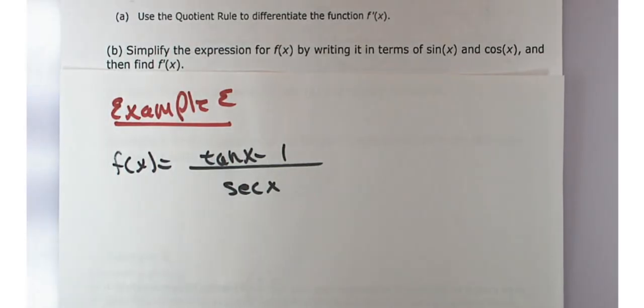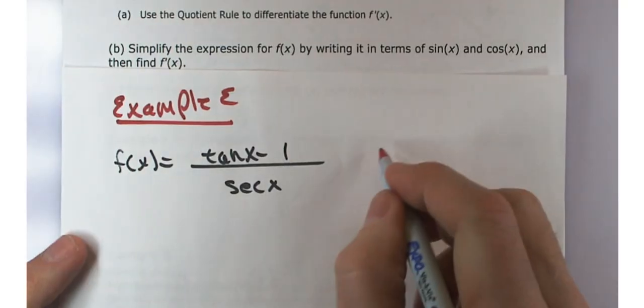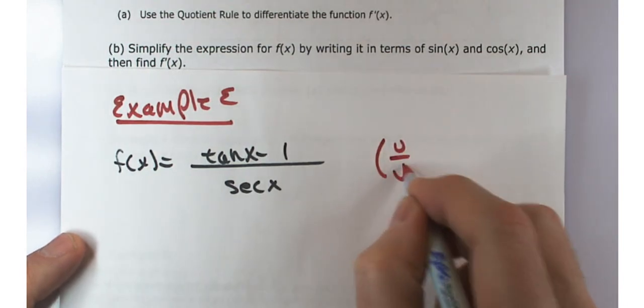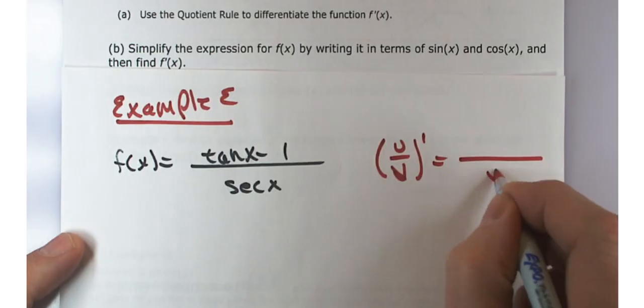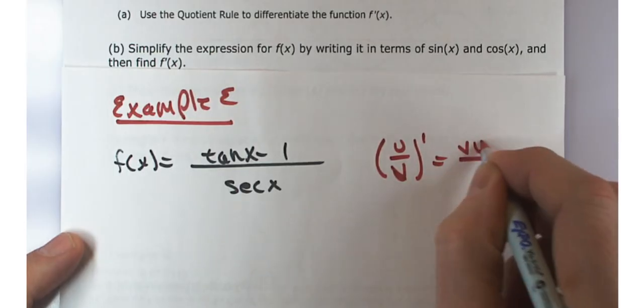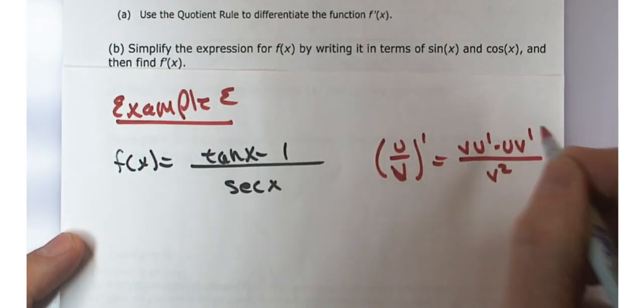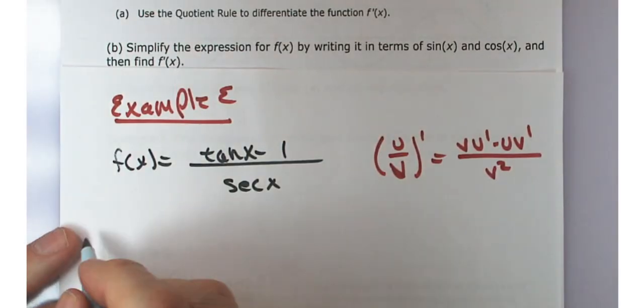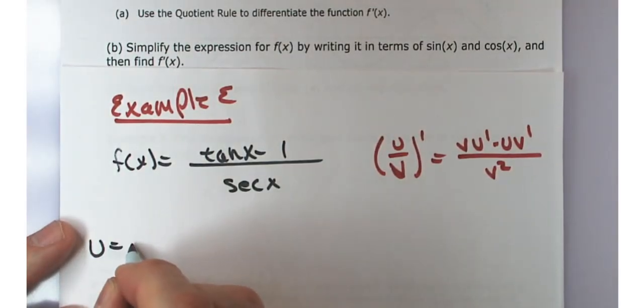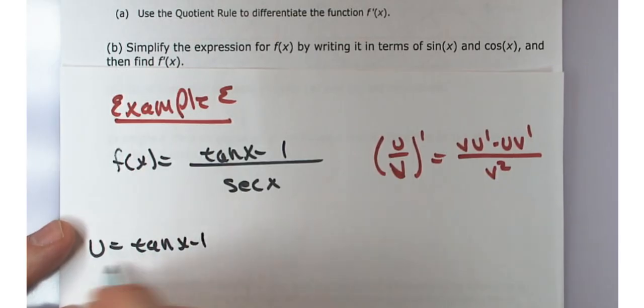Antonio, what rule am I going to have to use to differentiate this? The quotient rule. So it's going to be another u over v kind of thing. All right, good. Let's see. U equals tangent of x minus 1. V equals secant of x.